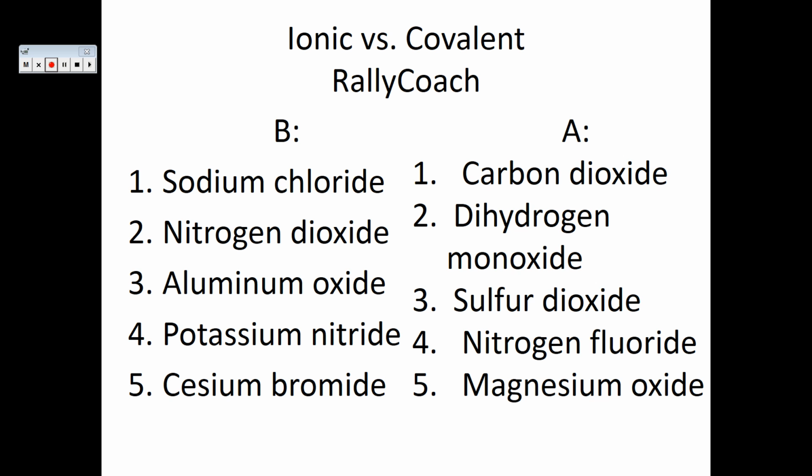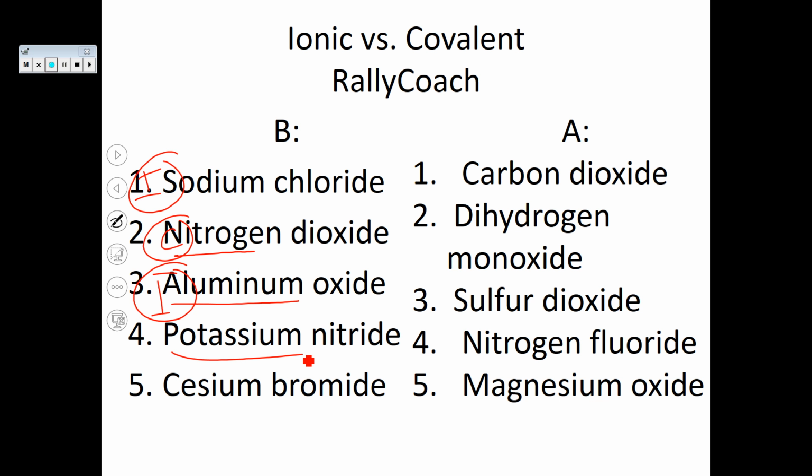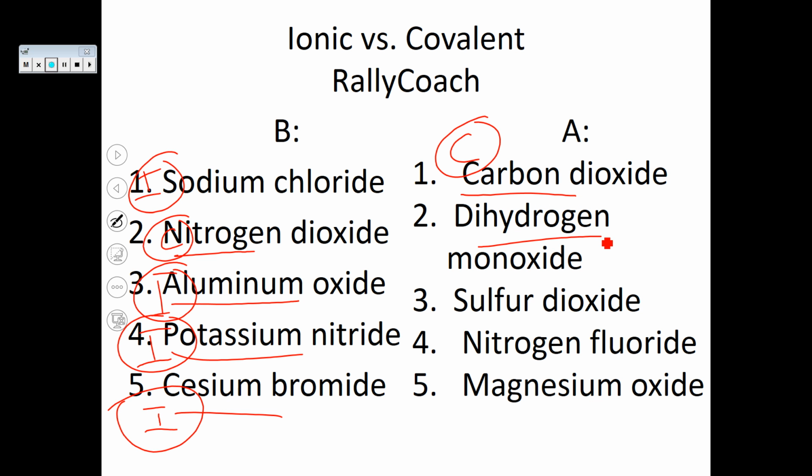So sodium chloride has a metal in it, so it is going to be ionic. Nitrogen dioxide, two nonmetals, so it'll be covalent. Aluminum oxide has a metal, so it will be ionic. Potassium nitride will be ionic. Cesium bromide will be ionic. Carbon dioxide, carbon is a nonmetal, so it will be covalent. Dihydrogen monoxide will be covalent. Sulfur dioxide, two nonmetals, will be covalent. Nitrogen fluoride, covalent. Magnesium oxide, ionic.